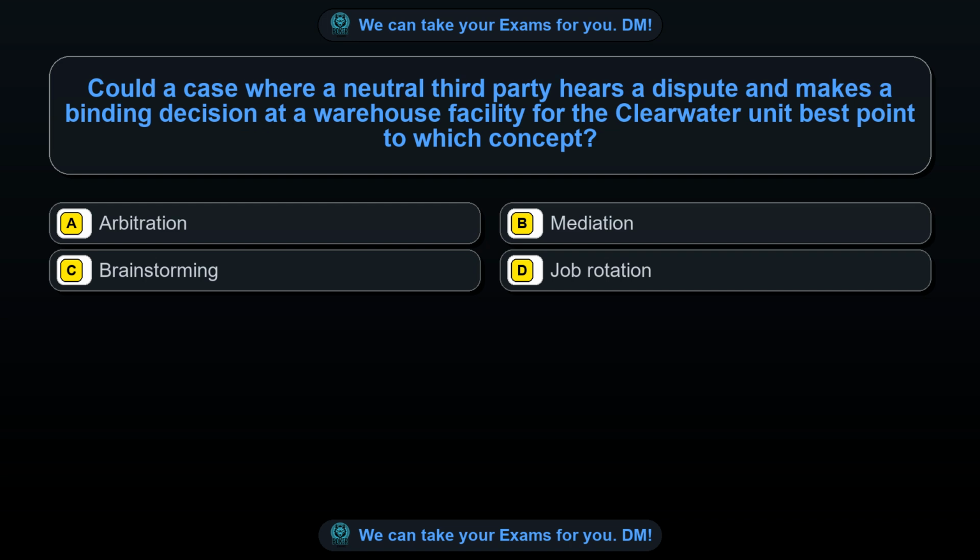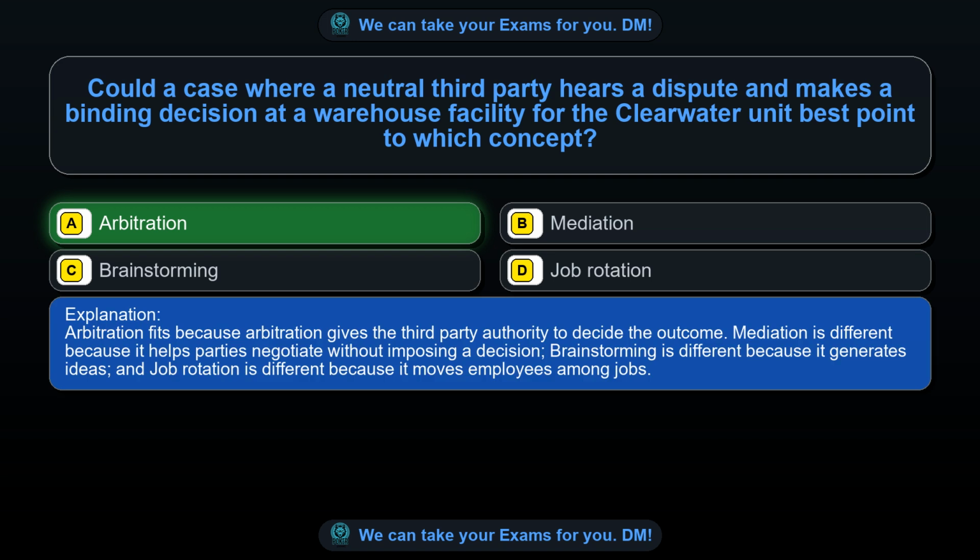Question 68. Could a case where a neutral third party hears a dispute and makes a binding decision at a warehouse facility for the Clearwater unit best point to which concept? Option A, arbitration. Option B, mediation. Option C, brainstorming. Option D, job rotation. The correct answer is option A, arbitration. Arbitration fits because arbitration gives the third party authority to decide the outcome. Mediation is different because it helps parties negotiate without imposing a decision. Brainstorming is different because it generates ideas, and job rotation is different because it moves employees among jobs.